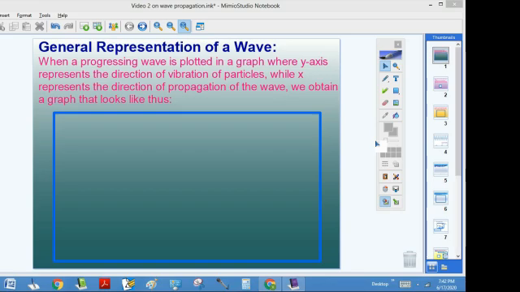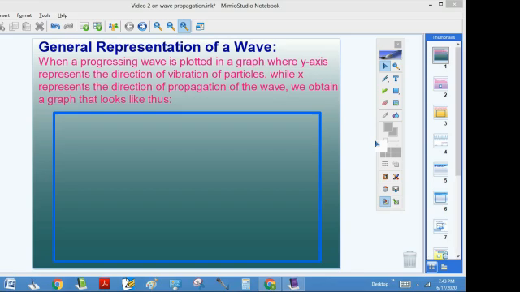We are going to continue from where we stopped last time in propagation of wave motion. Last time we defined wave, and we also explained some types, examples, and the classification of wave, and also showed how to represent wave in longitudinal and transverse waves.